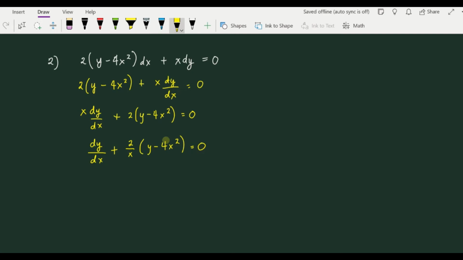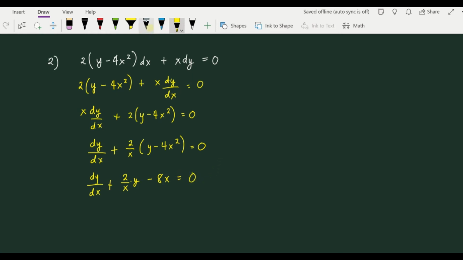And then, ang next na gagawin, i-distribute natin. Okay, so we have dy over dx is equal, plus 2 over x times y minus 2 times 4 is 8. Then x squared divide x is x equals 0.